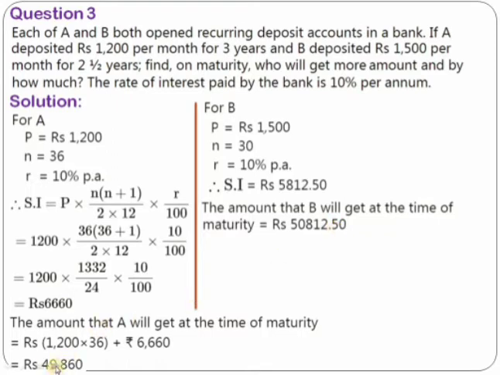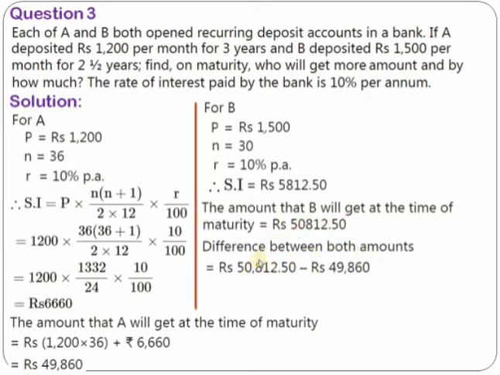Now let's compare. We have got 49,860 here and we have got 50,812.50. Now which one is bigger, or who is getting more maturity value? Obviously we see that B is getting more, isn't it? So we say that B is getting more, and by how much? We have to calculate that also, isn't it? So we need to find the difference between both the amounts. This will be bigger minus smaller. So the difference turns out to be rupees 952.50. You may pause the video and note down the solution.